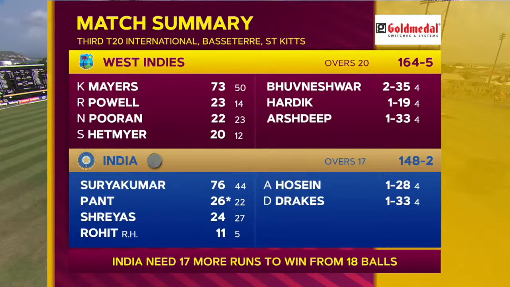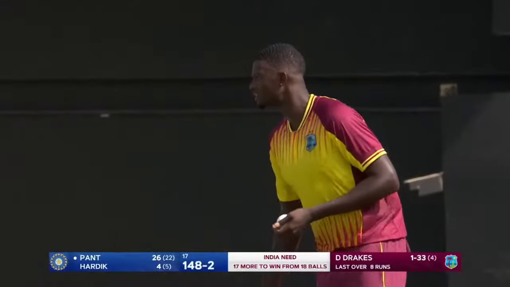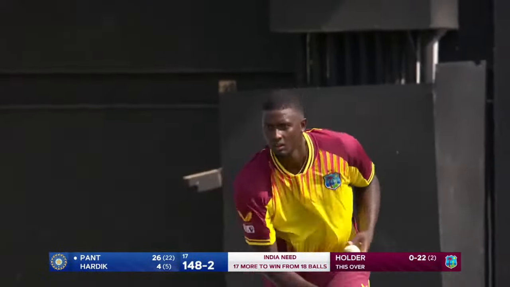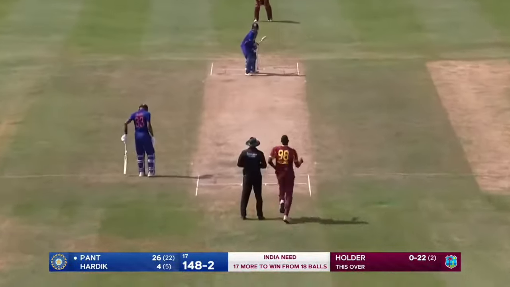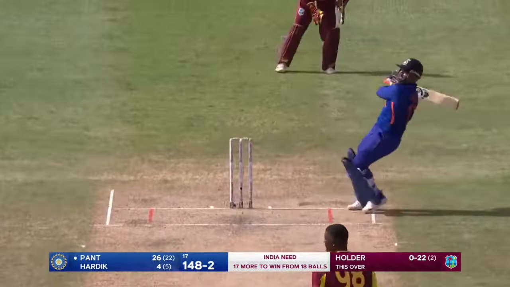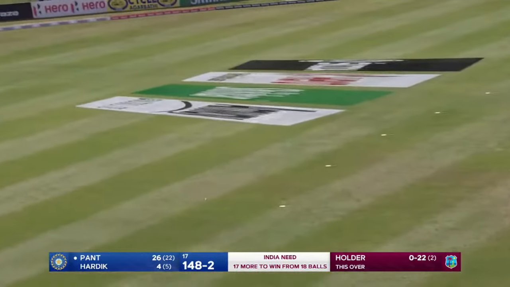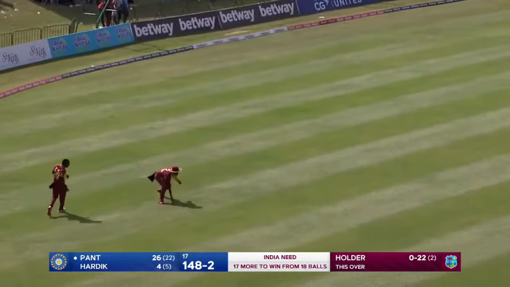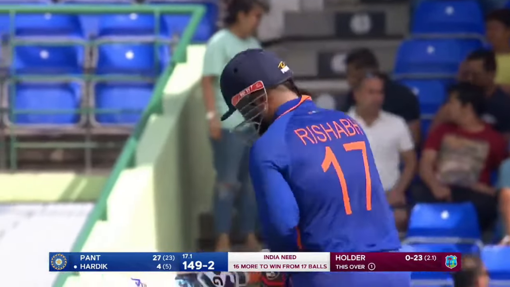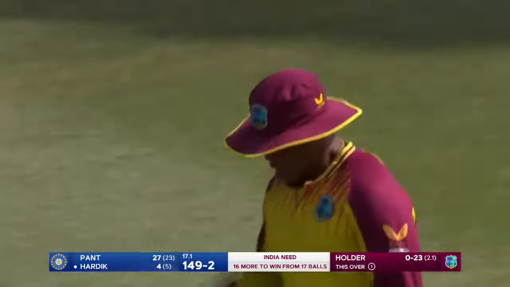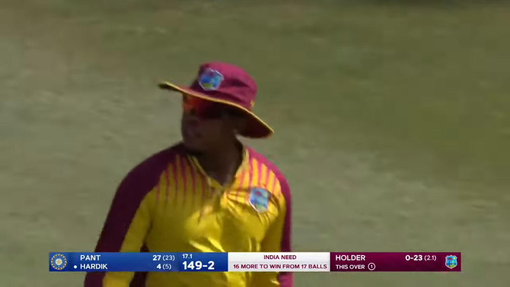Dominic Drakes finishing his complement of four overs, one for 33. His first match in this T20 International Series. Obed McCoy as well finished his quota of overs. Time for Jason Holder. Do you think he wants to activate that leg side, hitting with the breeze, Darren?